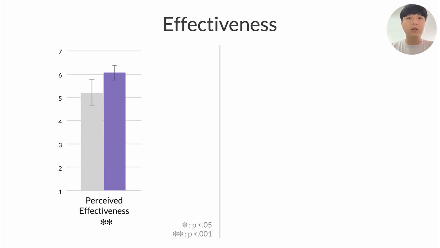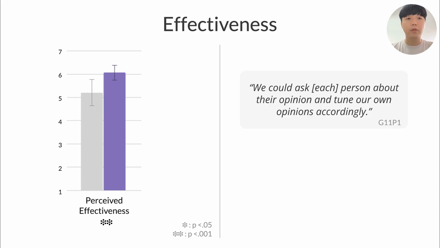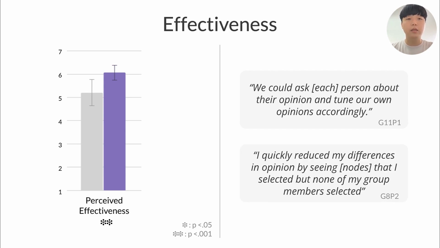Regarding effectiveness, there was a significant increase in participants' perceived group satisfaction during the consensus building process, and this appeared to be due to 2 main reasons. First, visual awareness helped groups notice and carefully discuss the preferences of each group member. Second, the technique highlighted where participants' preferences differed to those of their group members, which encouraged them to match the group members' preferences.